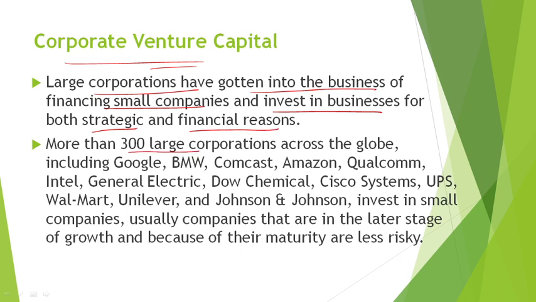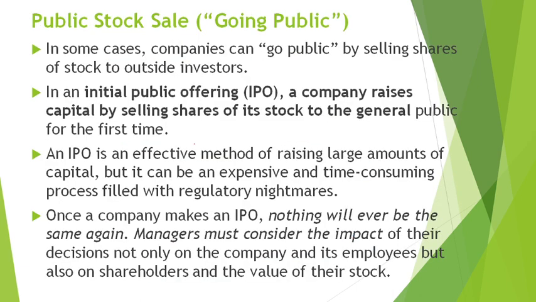More than 300 large corporations across the globe, including Google, BMW, Comcast, Amazon, Qualcomm, Intel, General Electric, all those have invested in small companies. Usually they are in the later stage of growth because of their maturity are less risky. Now, going public. In some cases, companies can go public by selling shares of stock to outside investors. How can this be done? By offering IPO, that is initial public offers.